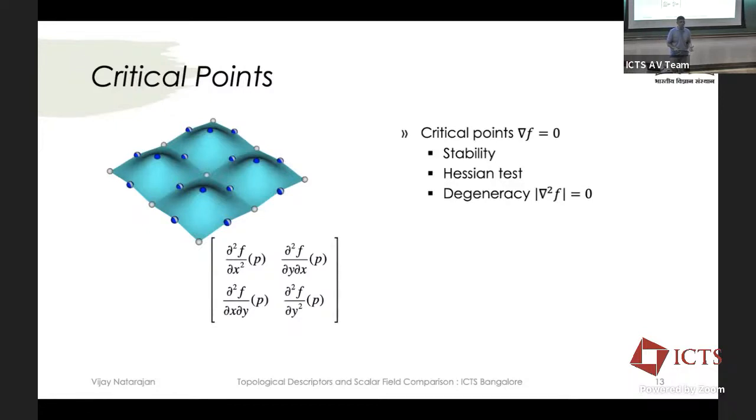You can classify them, for example, by looking at the number of negative eigenvalues of your Hessian. So the negative eigenvalues will capture the number of descending directions. So for a minimum, this is 0, right?